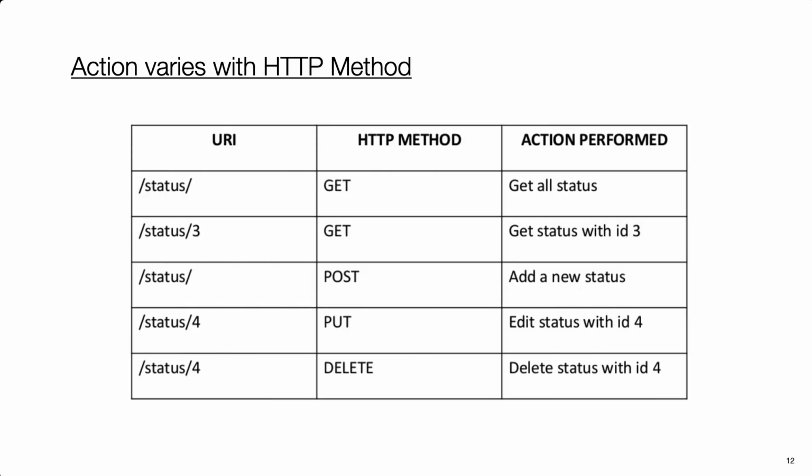But of course, we've got IDs and further paths associated with the requests we're making. So if we call get on status, we're getting whatever status is. If we supply an ID, we're getting a status with an ID of 3. Post means we're creating some new status. Put means we're editing. And delete means we're possibly deleting something with an ID of 4 in that instance.